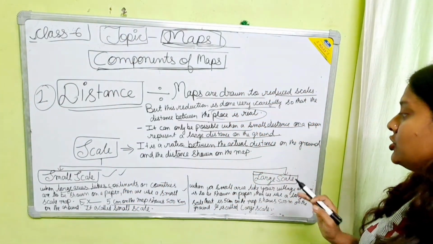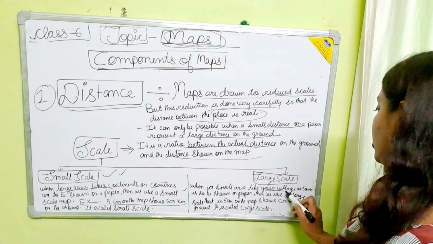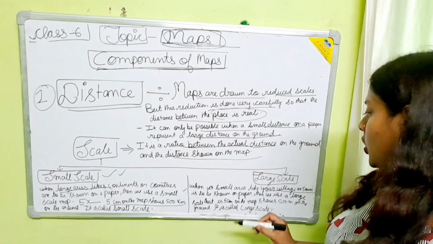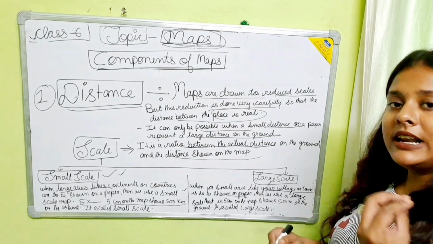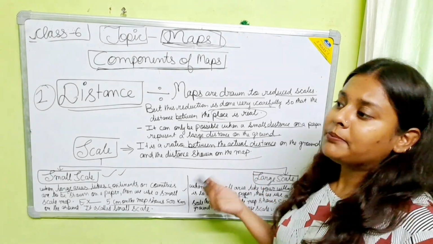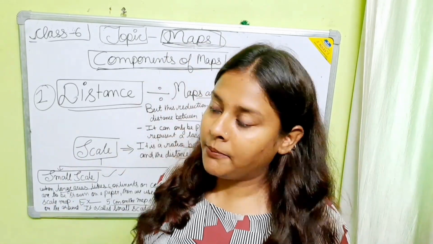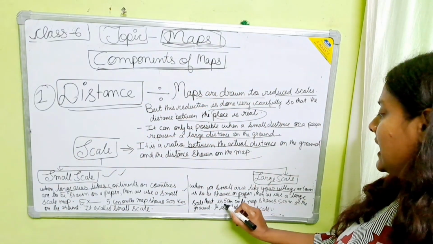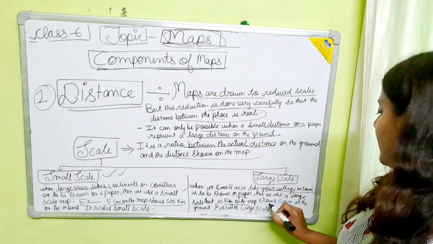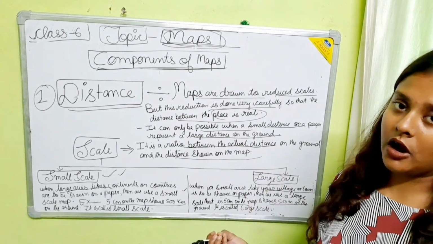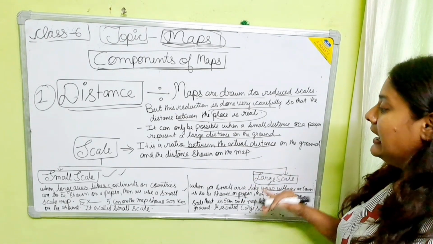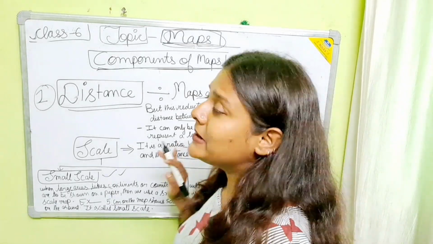And large scale maps, when a small area like your village or town is shown on the paper, then we use a large scale map. A large scale map is used when we show our city or town on the map. And in this, 5 centimeters on the map shows 500 meters on the ground, and they are called large scale. I hope it is clear now.